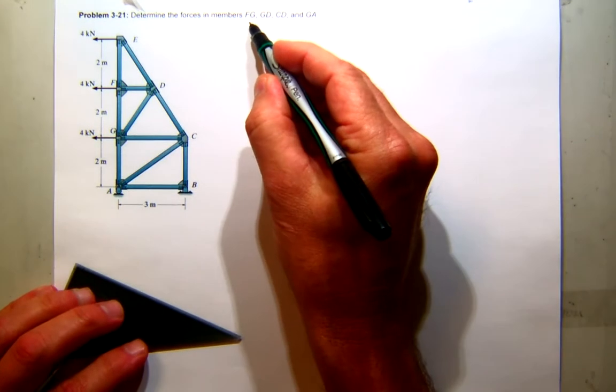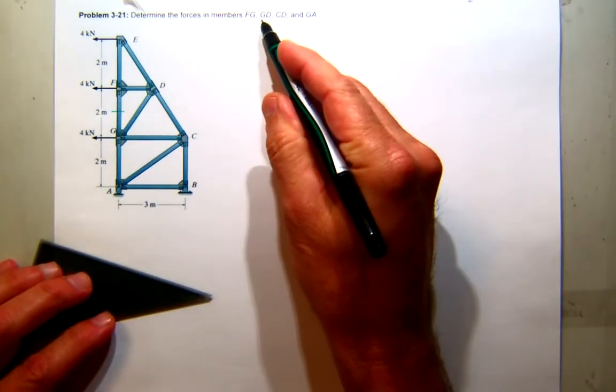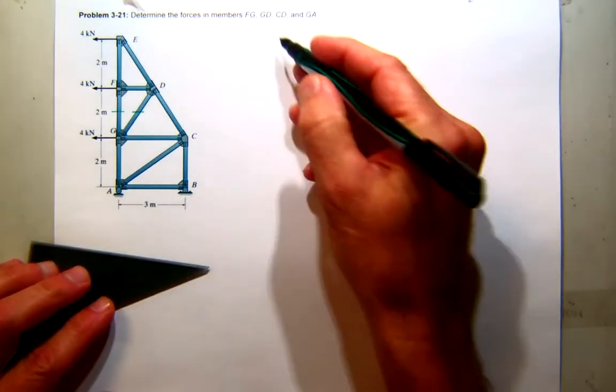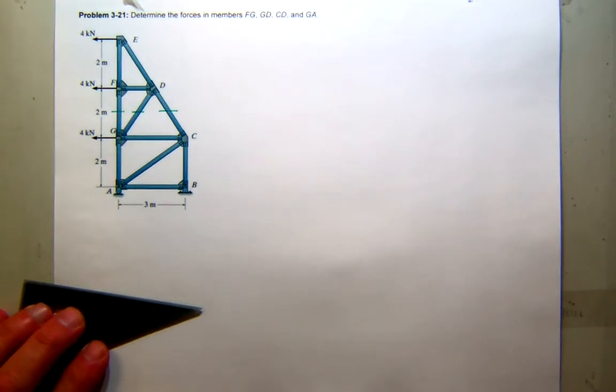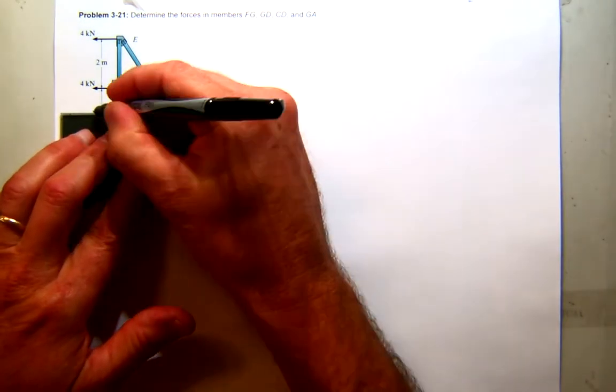So FG, that's here. DG, that's here. Oh, this is looking promising. CD, oh, look at that, that's there. Look at that. How convenient. That means I could cut the structure right there and get 3 of them, right?